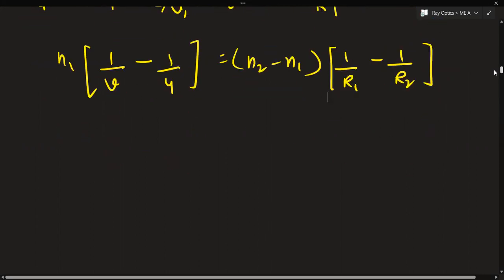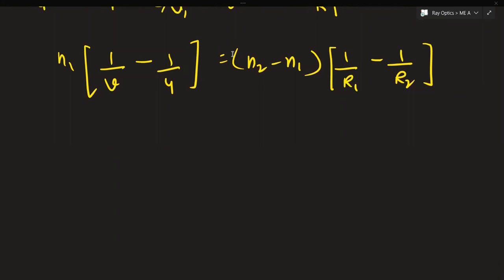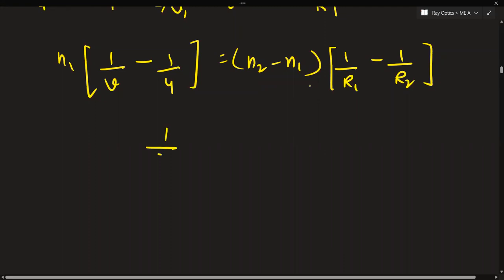Class, we did mirror formula. What was mirror formula? Remember? 1 by f is equal to 1 by v plus 1 by u. We'll be doing today only lens formula if time is permitted. See, lens formula is similar to mirror formula only, but a difference is there that 1 by f becomes equal to 1 by v minus 1 by u.